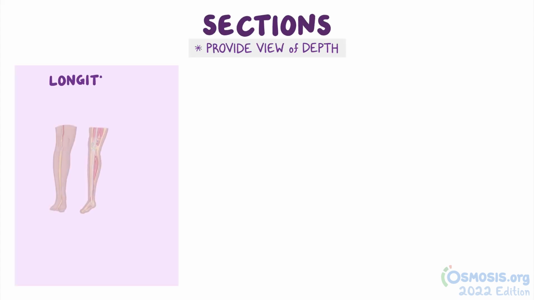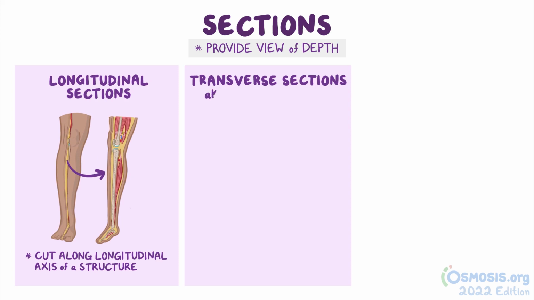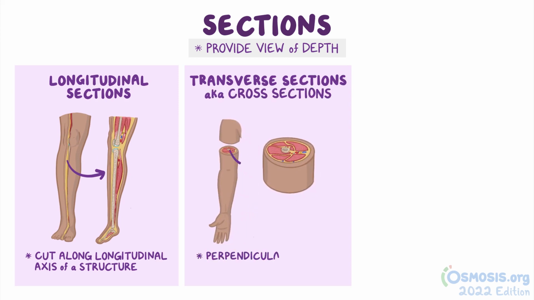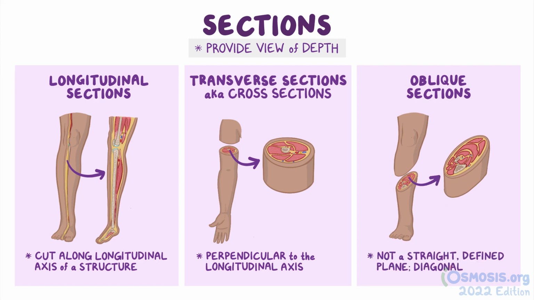The use of planes allows us to cut the body into sections, which provide a view of depth. Longitudinal sections refer to sections that are cut along the longitudinal axis of a structure. Transverse sections, also known as cross-sections, are perpendicular to the longitudinal axis. These sections are useful for understanding the relative depths of different internal structures and their position in relation to each other. Last but not least, oblique sections are sort of an intermediate of the 2 sections we've talked about, since they're not cut in a straight defined plane, but rather in diagonal.